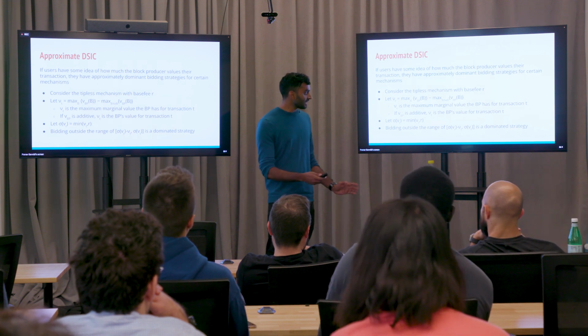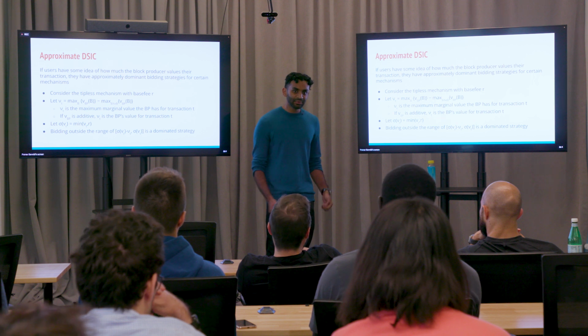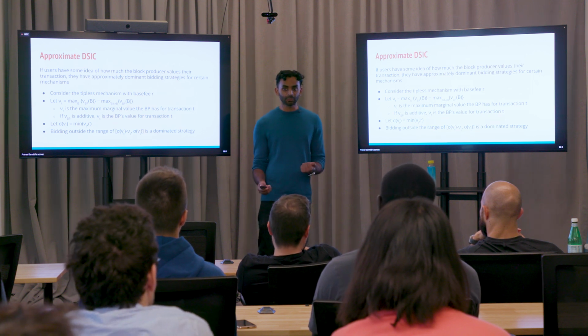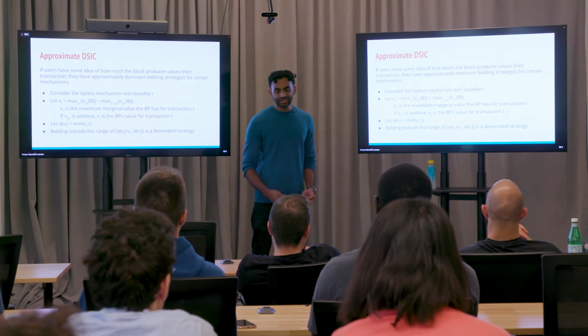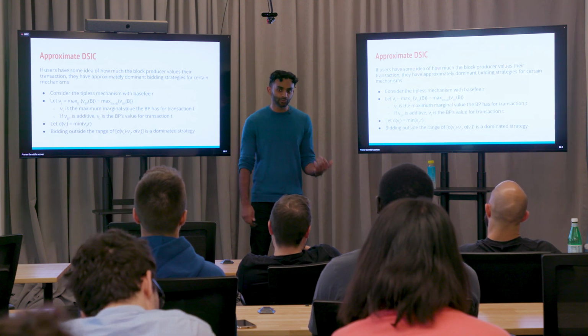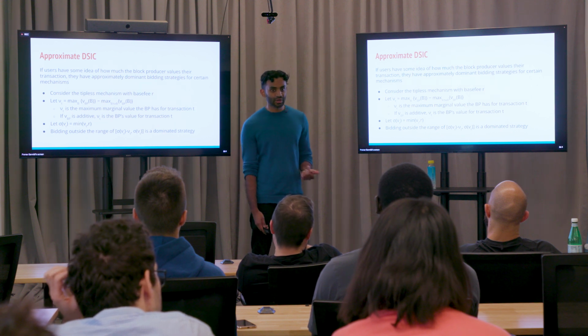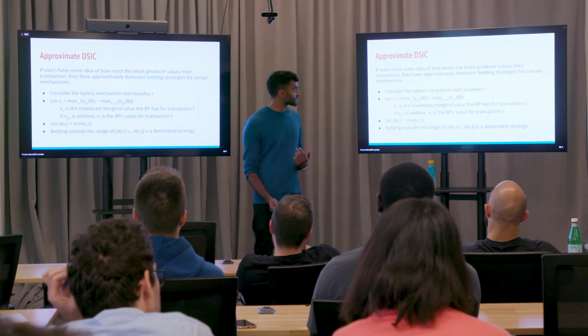And so this is basically saying that if you have this range on what your MEV value is, bidding outside this range is strictly dominated by bidding inside this range. The exact details aren't super important, but the idea is that if you have a pretty good grasp of what your MEV value is, you actually still do have dominant strategies in certain mechanisms.